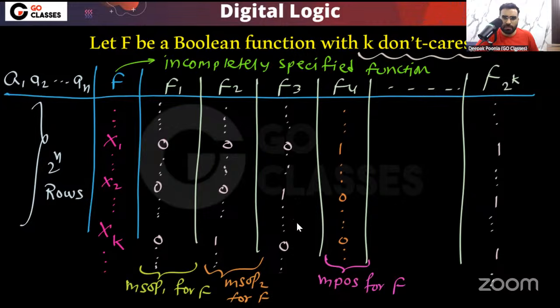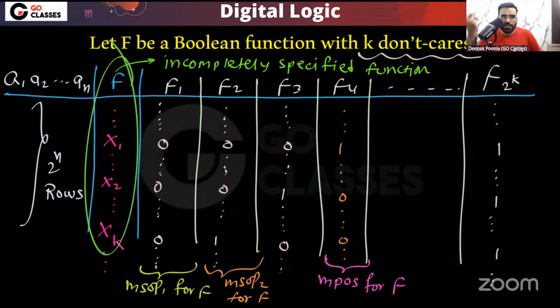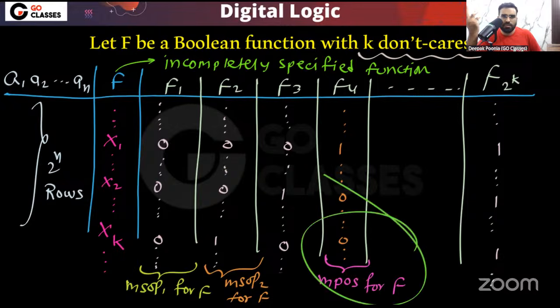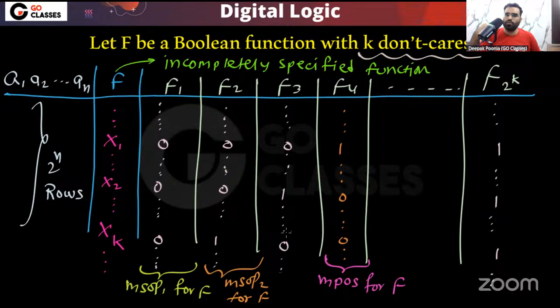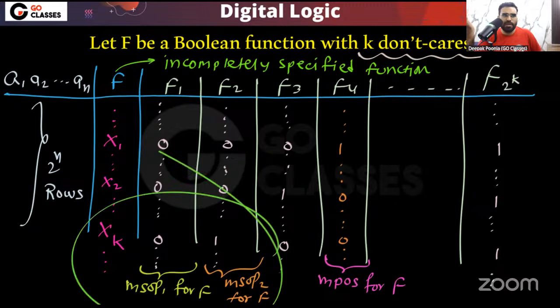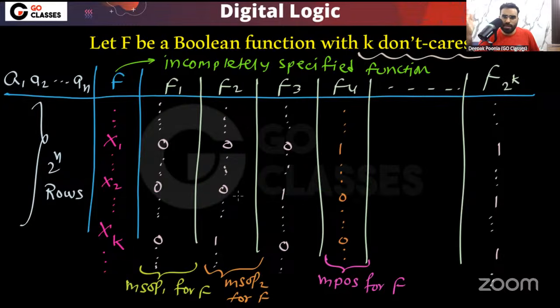Also remember one thing: the number of minimal SOPs and the number of minimal POSs have no relation. For example, for this function f with don't cares, we may have two minimal SOPs, but there is only one minimal POS. Actually, this is true for all functions, whether completely specified or incompletely specified, meaning a function with don't cares or without. The number of minimal SOPs and minimal POSs have no relation with each other. They may be equal, they may not be equal. One of them can be less, or the other can be less.